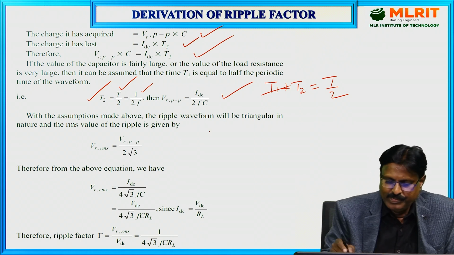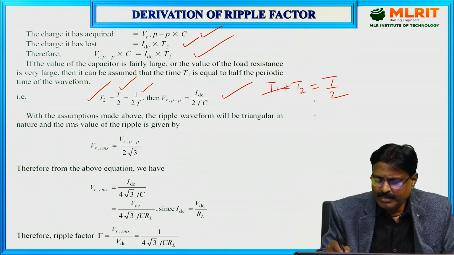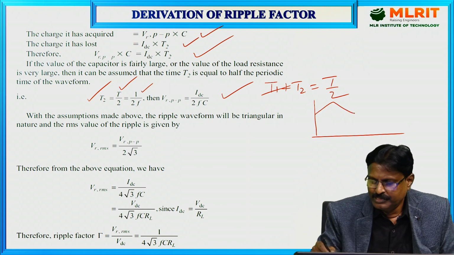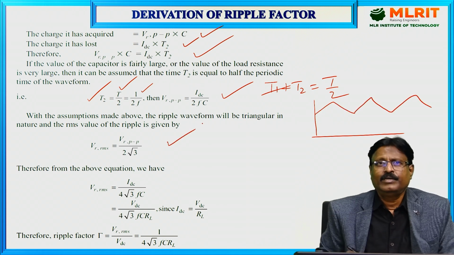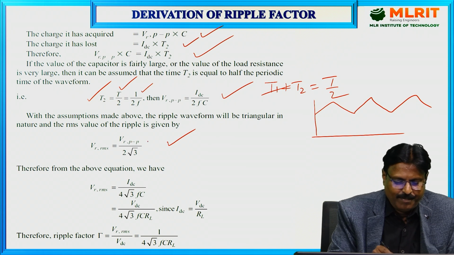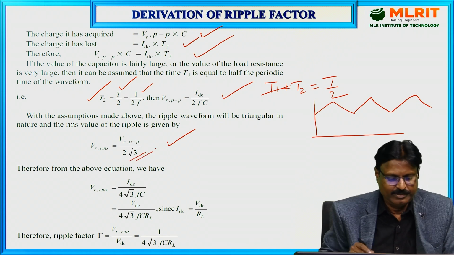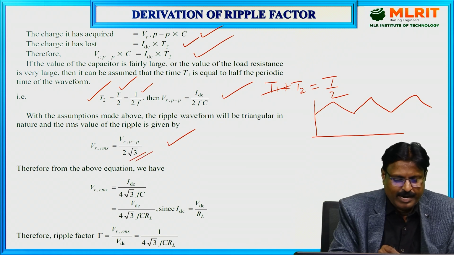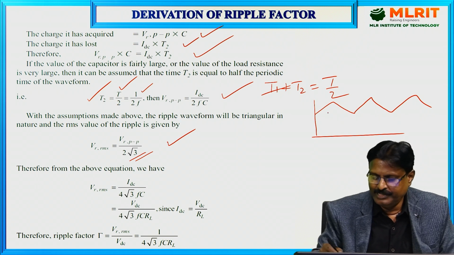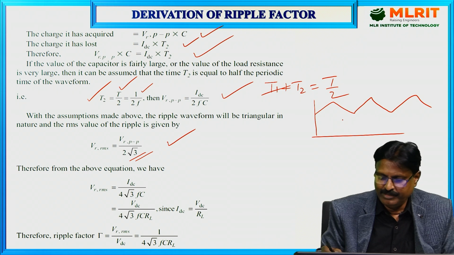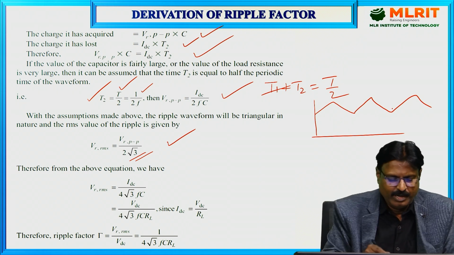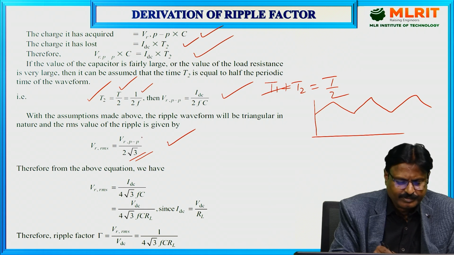And if you observe the ripple here, which looks like a triangular waveform, if you write the equation here, we can write that equation as VR peak to peak by 2 root 3. So the RMS value of this ripple, which is a ripple shifted over a DC level, I can write as VR peak to peak by 2 root 3.